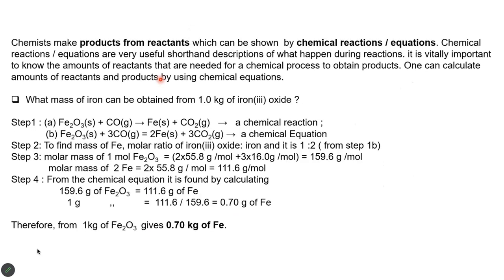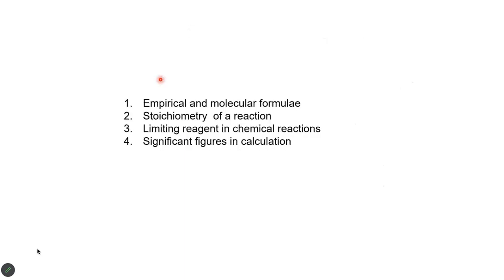So we finished the atomic structure and periodic table, but there are a few terms which you can also include in this lecture: empirical and molecular formula of compounds, stoichiometry of a reaction, limiting reagent in a chemical reaction, and significant figures in calculation. We need to discuss these before we go to the next chapter, which is chemical bonding.